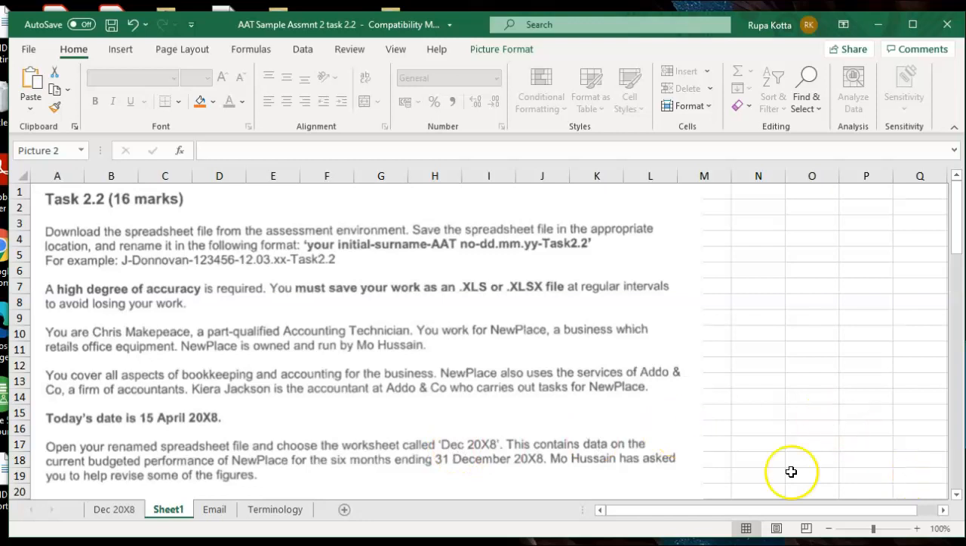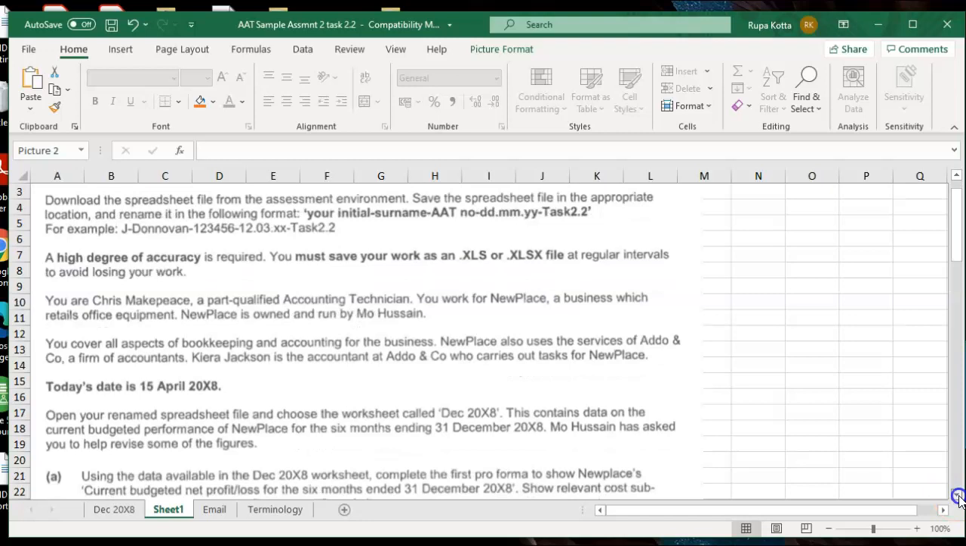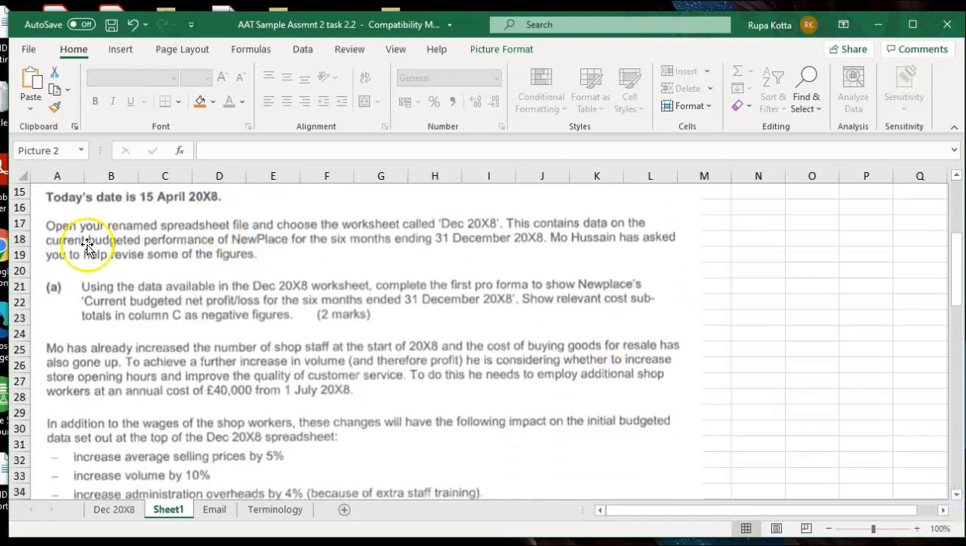We have to download the spreadsheet file, which we already have. When you're saving, you need to read into the sheet. Choose the worksheet called December 2018, which is here. This contains data on the current budgeted performance of New Place for 6 months ending 31st December 2018. So we have some information up to 6 months 31st December 2018.